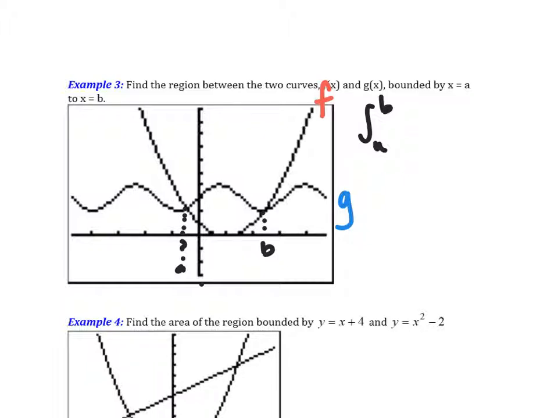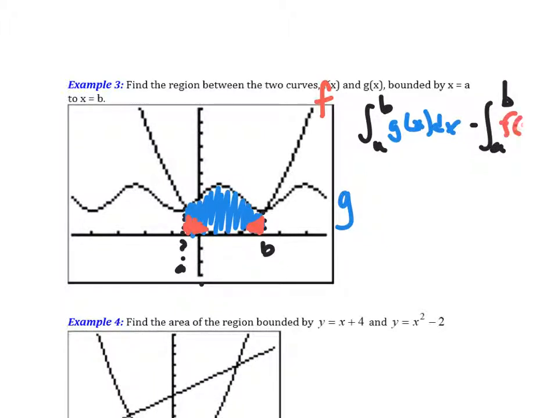And if I found the area under g, I'd get that space. If I found the area under f, I'd get that space. Now the blue space is what I want, so how could I get it? I could take the area from a to b of g of x dx, and then subtract the area from a to b of f of x dx.